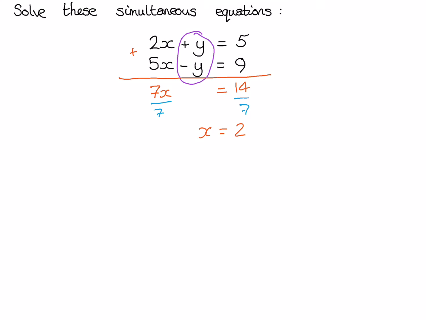Now we're technically only halfway there as far as answering the question's concerned. Of course, we've done a little bit extra work, but we need to solve for x and y. We need to find out what numbers for x and y make both of these equations work. So x equals 2 is one of our answers. We've got to find the other one.